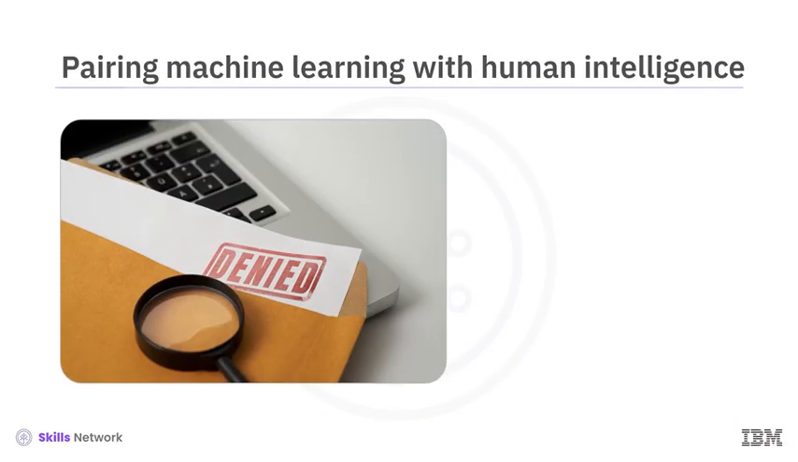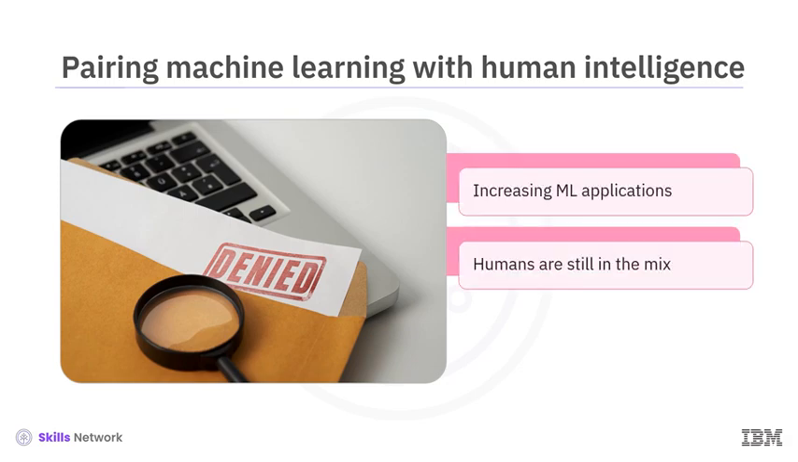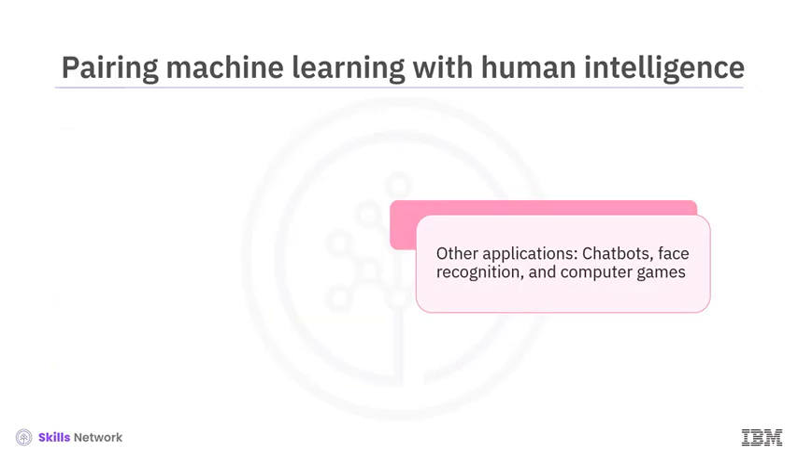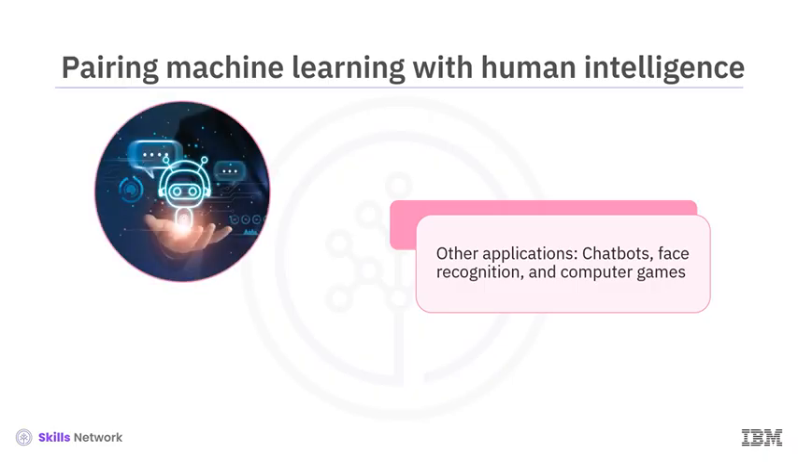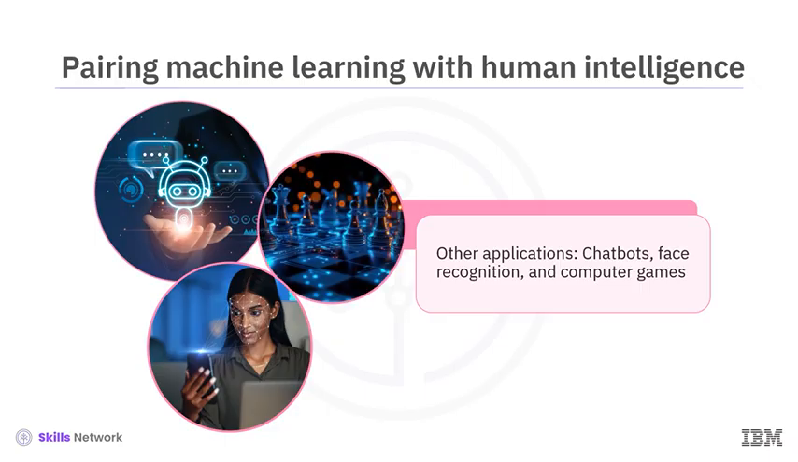Although machine learning applications in the modern world are increasing, humans are still in the mix. If an ML algorithm refuses a loan application, a banker wants to know why and initiates a follow-up. There are many other applications of machine learning that we see every day, such as virtual assistants like chatbots, logging into our phones using face recognition, or even playing computer games like chess. Each of these use different machine learning techniques and algorithms.